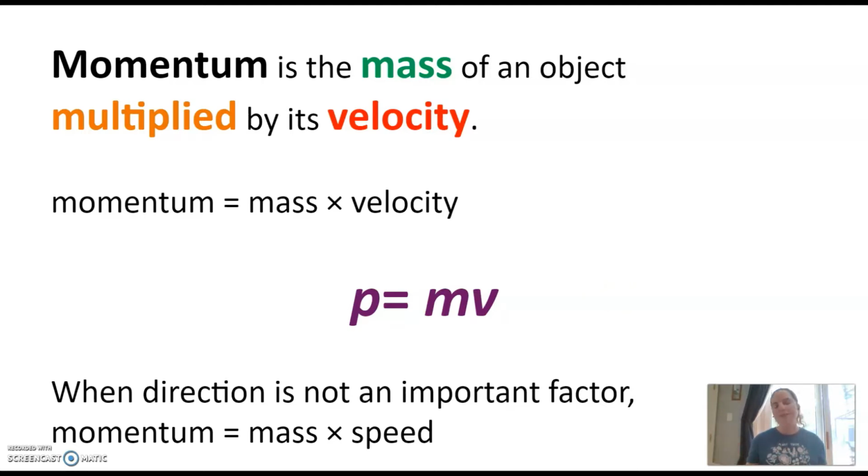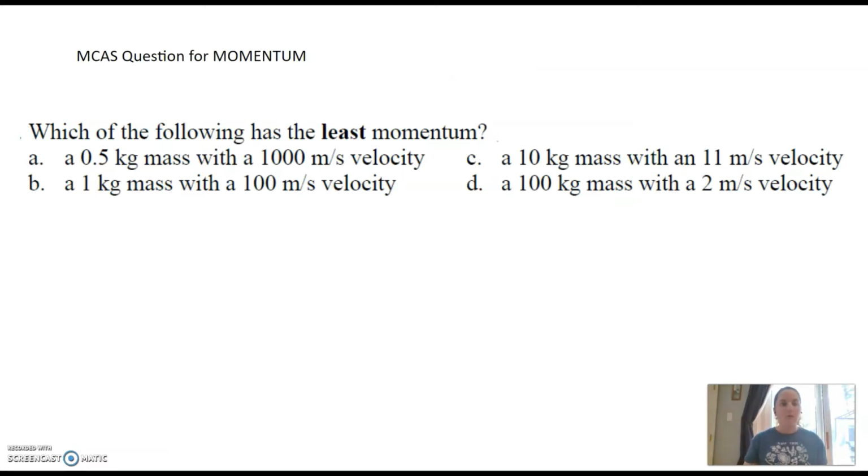And so again, think back to the rhino and the toddler, where the rhino has more mass than the toddler, even though they might be going the same speed. Because of that larger mass, that rhino is going to have a larger momentum. So again, momentum is equal to your mass times velocity. And when direction isn't a factor, it can also be mass times speed. So, first question, which of the following has the least momentum?